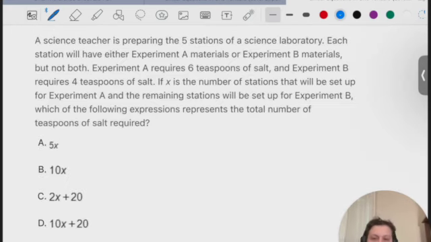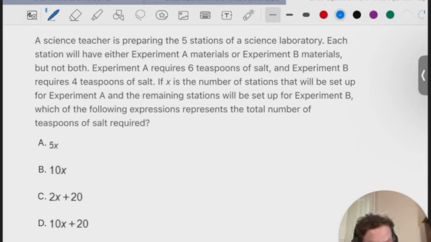All right, last question. Science teacher is preparing 5 stations of a science laboratory. Each station will have either experiment A material or experiment B material, but not both. Experiment A requires 6 tablespoons of salt, and B is just 4 tablespoons of salt. If X is the number of stations that will be set up for experiment A, and the remaining will be for B, which of the following expressions represents the total number of spoons of salt required?